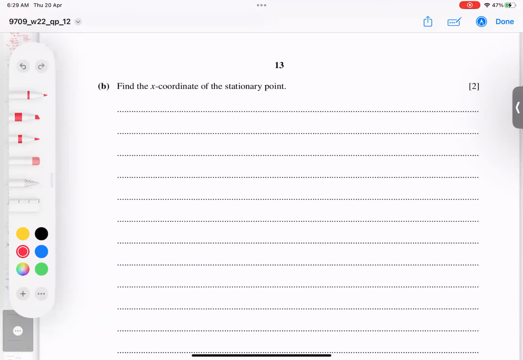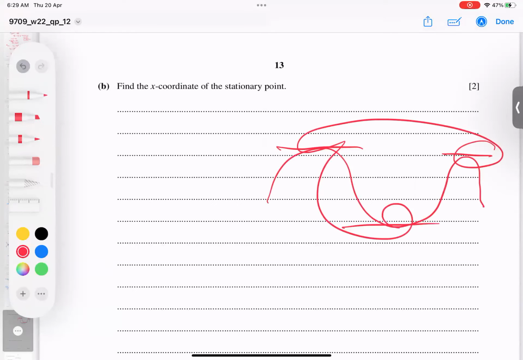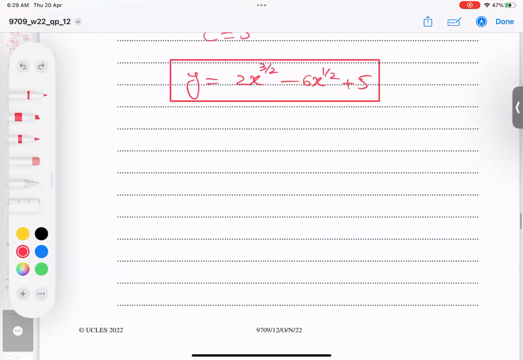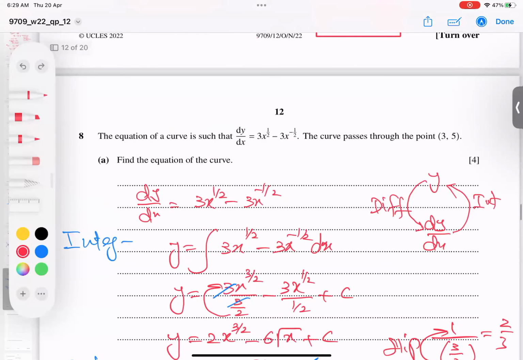Find the x coordinate of the stationary point. What is the technique to get a stationary point? All of you know, whenever a curve turns, at the turning point the derivative equals 0. Gradient 0, gradient means derivative 0. So it means I will differentiate first. But where is the question of curve? It is already differentiated, so no need to differentiate again. It is already done.